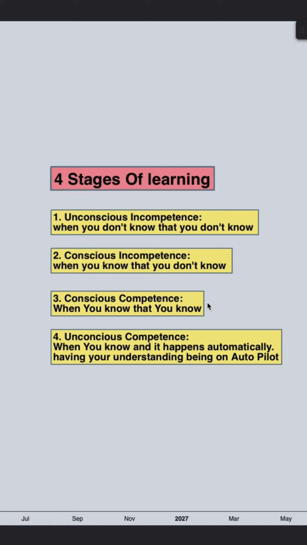And the fourth one is the unconscious competence. It's when you know and it happens automatically, or having your understanding being on autopilot. So, a good example is, now that you're older, if I were to ask you, what's 2 times 2, you'll probably say 4 right away. Or 2 plus 2, you'll say 4. It's really that simple. You kind of understand it without even thinking about it. That's what unconscious competence means.